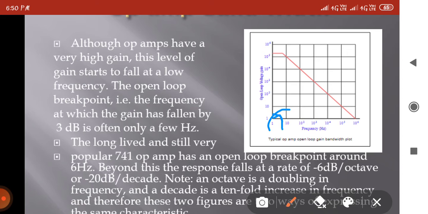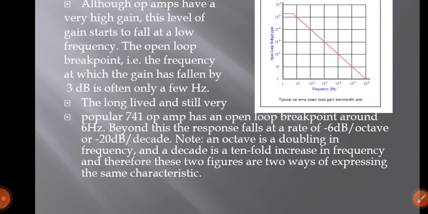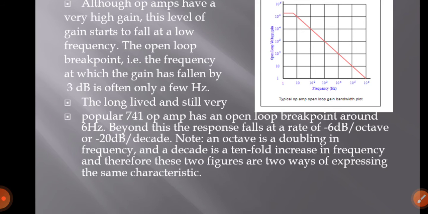This is the frequency versus the open loop voltage gain, and octave by octave the fall is minus 20 dB per decade, where a decade is a factor of 10 and an octave is a factor of 2. Note, an octave is doubling in the frequency and a decade is a tenfold increase in the frequency, and therefore these two figures are two ways of expressing the same characteristics.